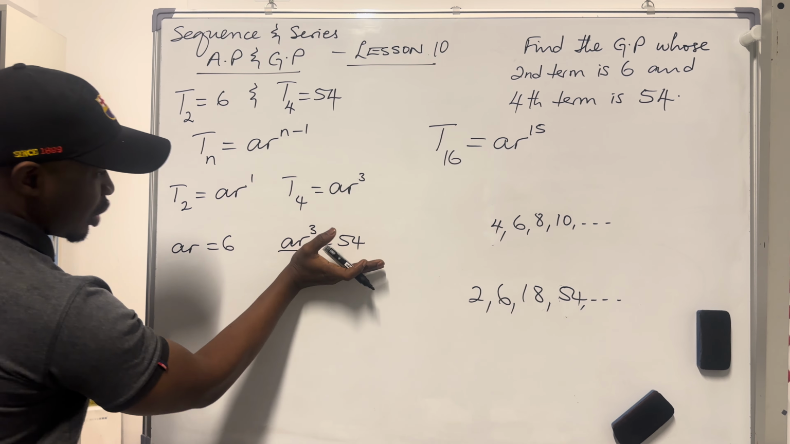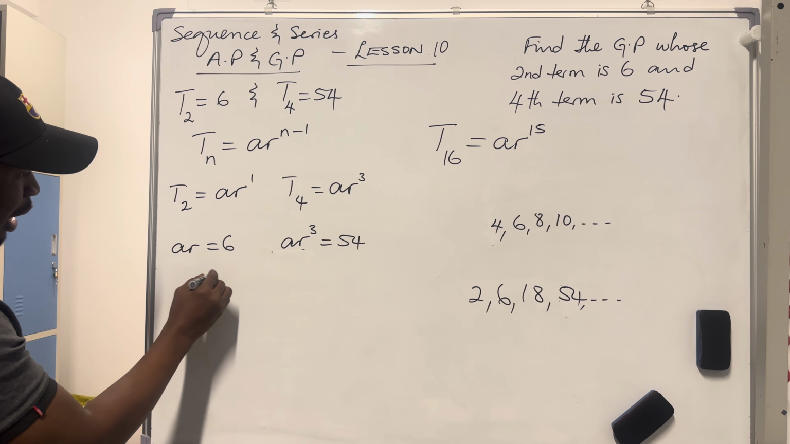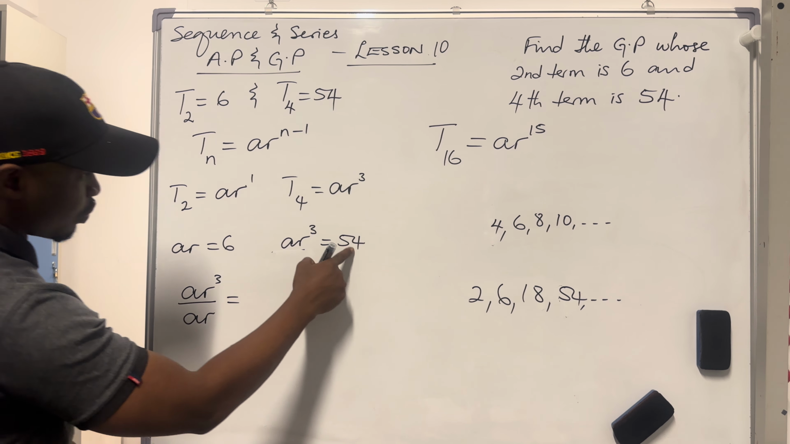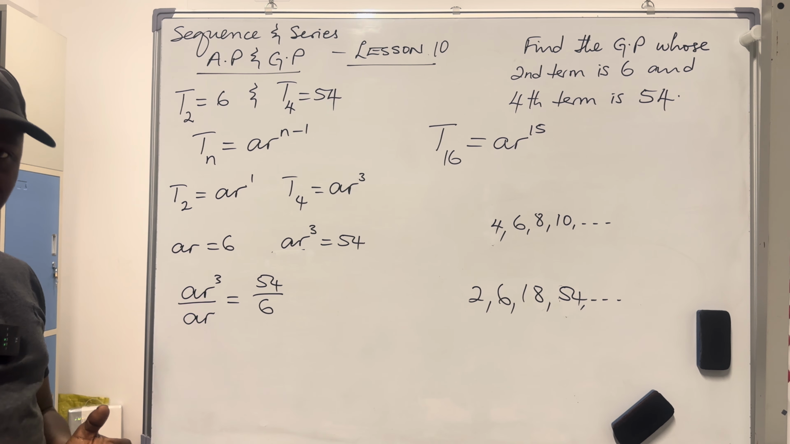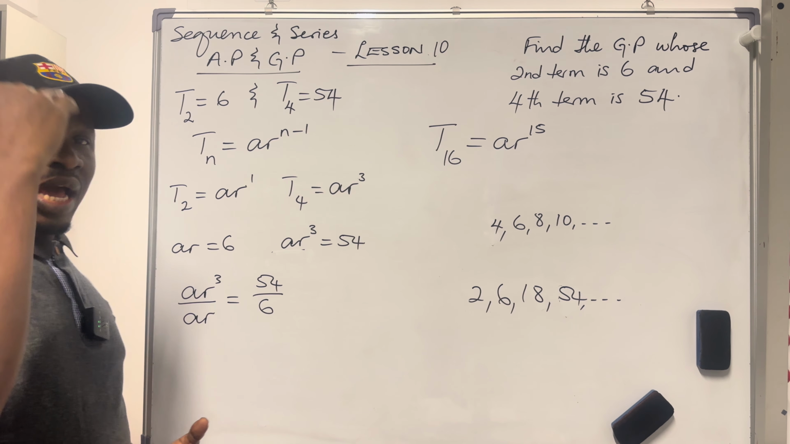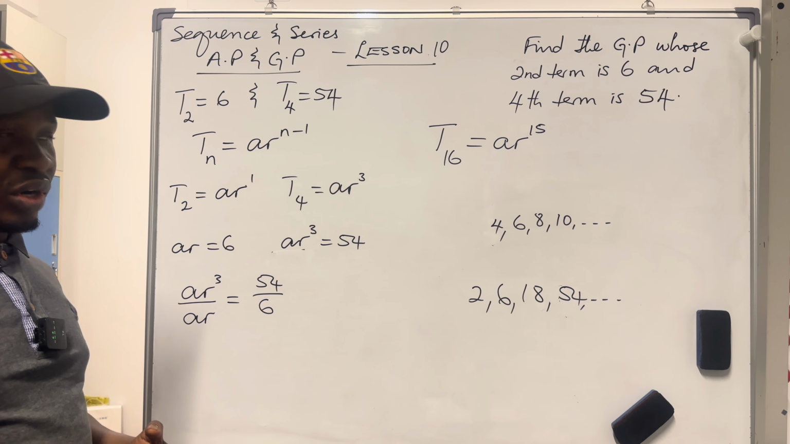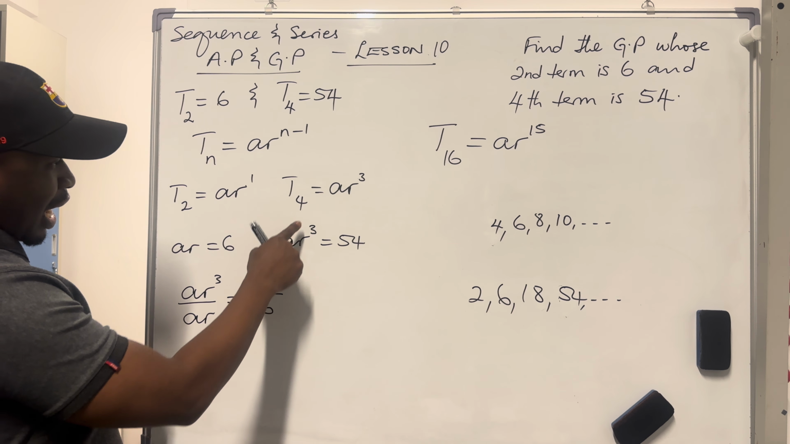So if this one is the numerator, what do we say? We say AR cube divided by AR equal to 54 divided by 6. I go again. Which one do you locate at the top as the numerator? It doesn't mean that if you do otherwise it is wrong, but for convenience, AR cube.